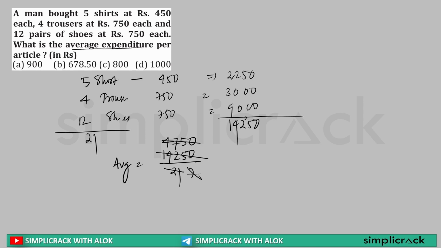Now if I divide it by 7, what will happen? 7 6s are 42, 7 7s are 49, 7 8s are 56. So before proceeding, I will see if there is an option which has 678. Here this option has 678. So my answer is option B.